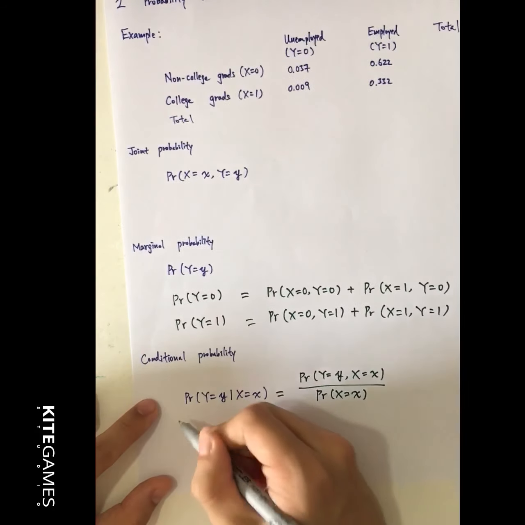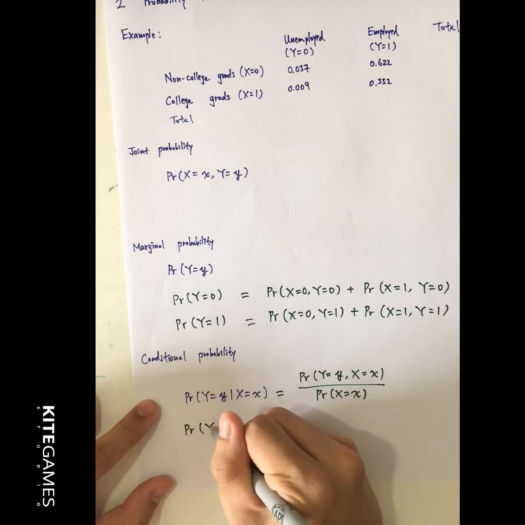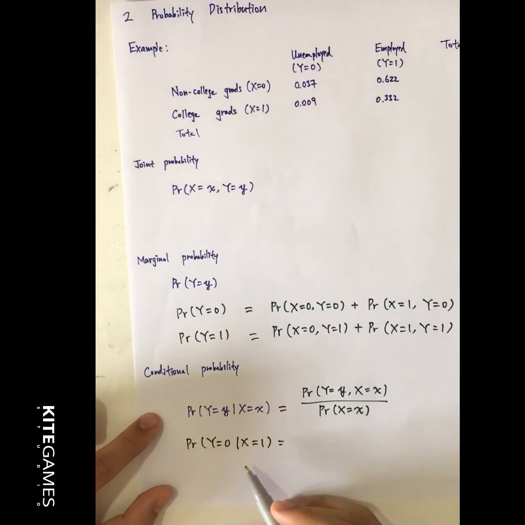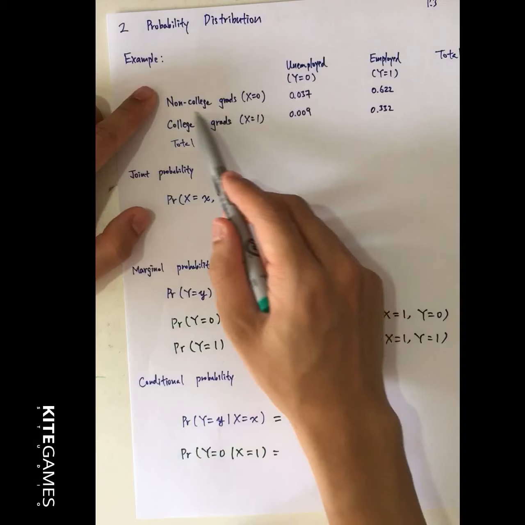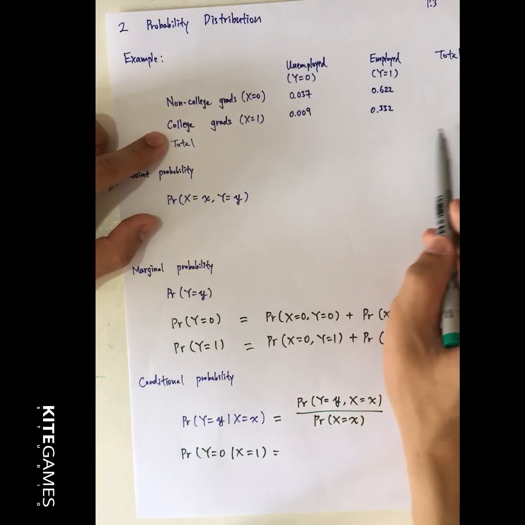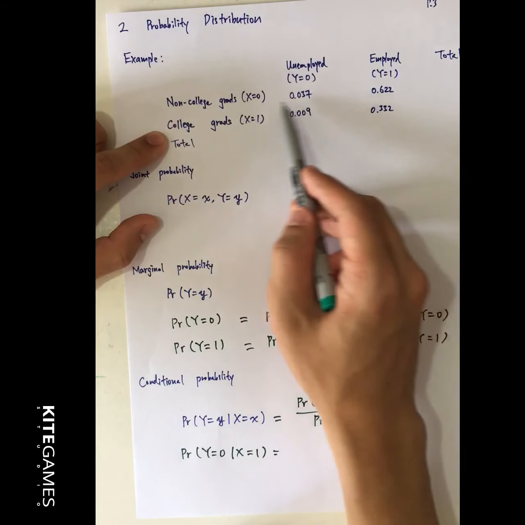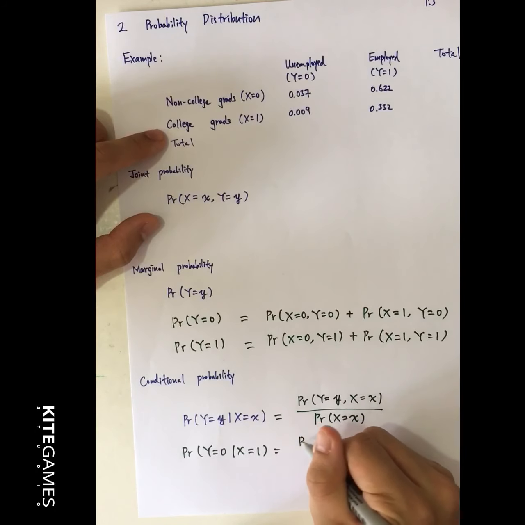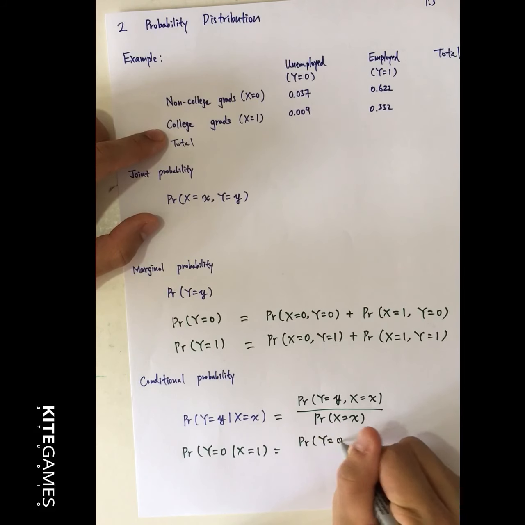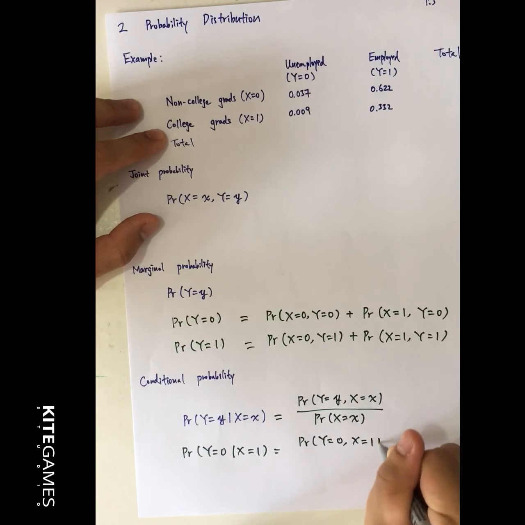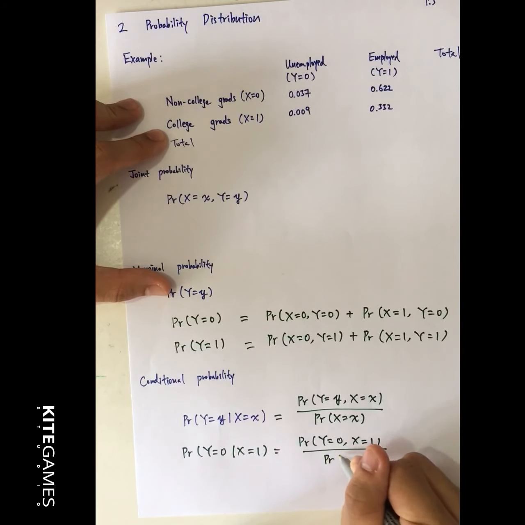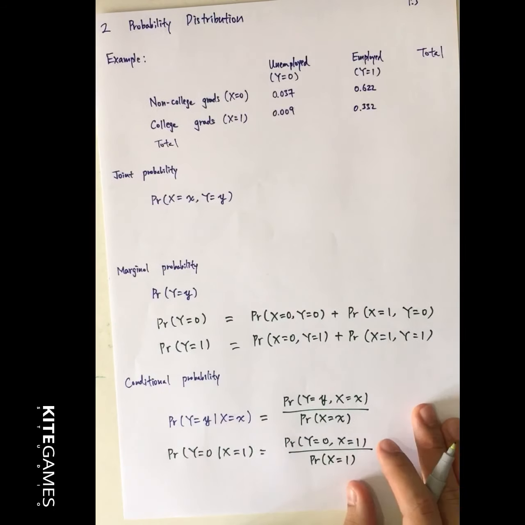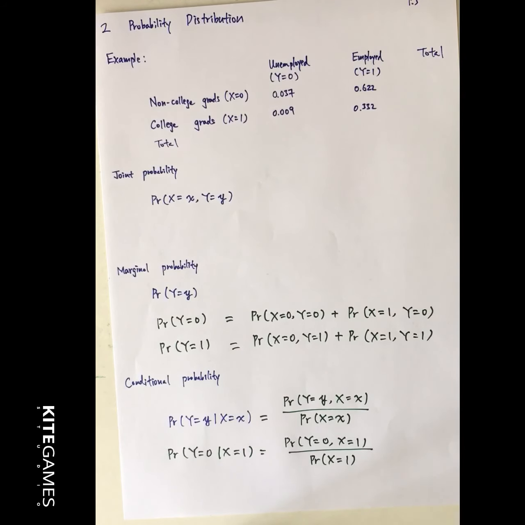So for example, if I want to calculate the probability that y equal to 0 given x equal to 1, that means given x equal to 1, we just focus on x equal to 1, this row. What is the probability that y equal to 0? So how to calculate it? It is equal to the probability that y equal to 0 and x equal to 1 divided by the probability that x equal to 1. Why don't we try to calculate the numeric value?